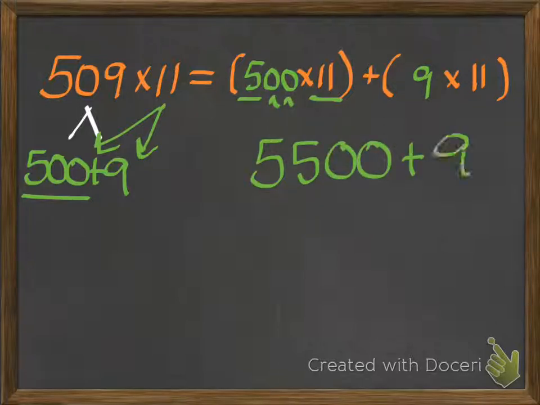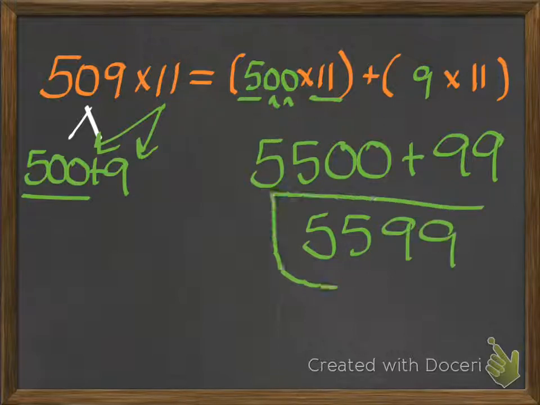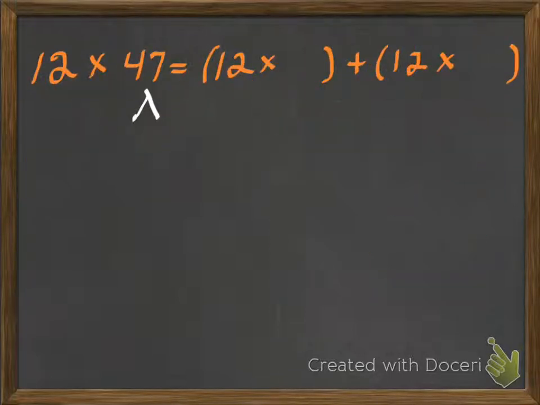9 times 11 is 99. So 5,500 plus 99 is 5,599. See how cool and easy this is? I love the distributive property.